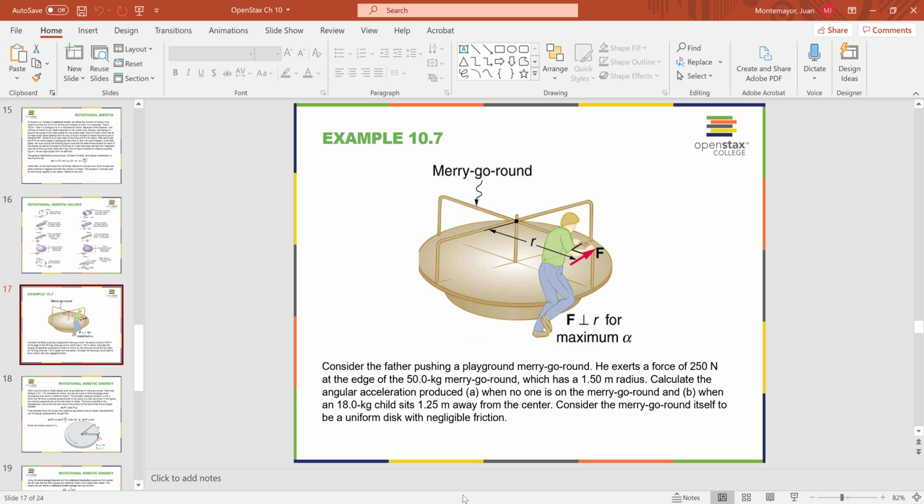So the difference there was just knowing that the child that's on the merry-go-round now is just treated as a point mass, nothing else.